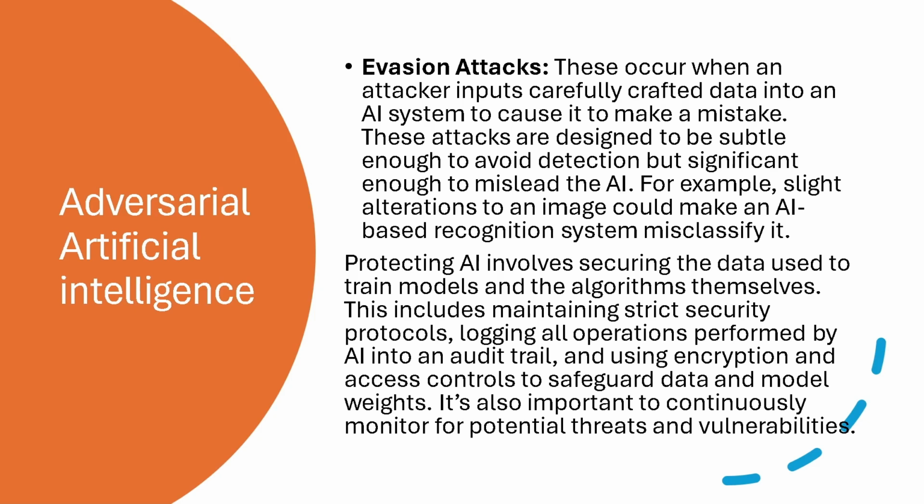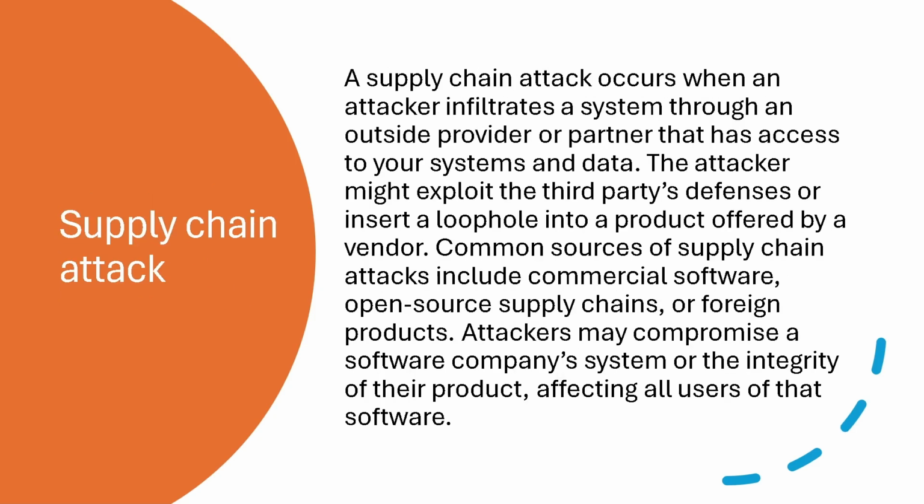Protection against adversarial AI involves securing the data used to train models and the algorithms themselves. This includes maintaining strict security protocols, logging all operations performed by AI into an audit trail, and using encryption and access controls to safeguard data and model weights. It is also important to continuously monitor for potential threats and vulnerabilities.